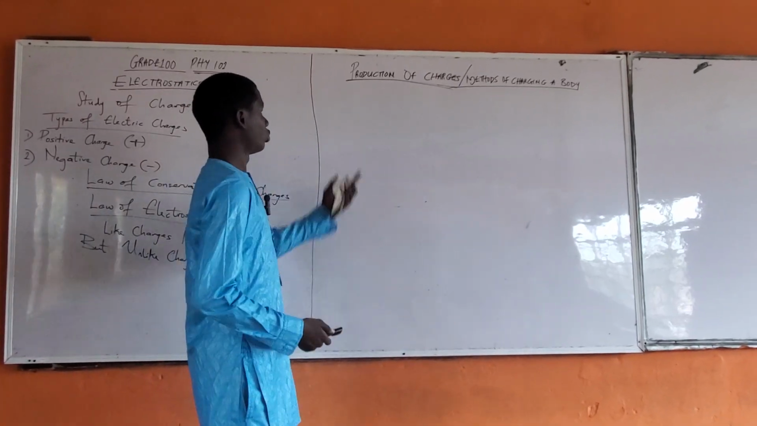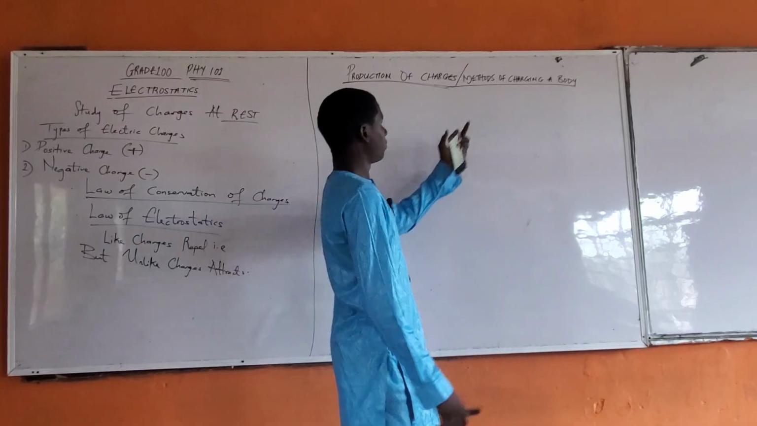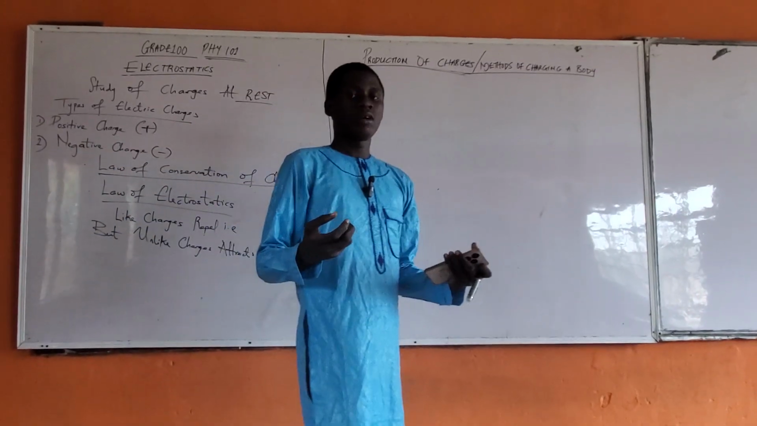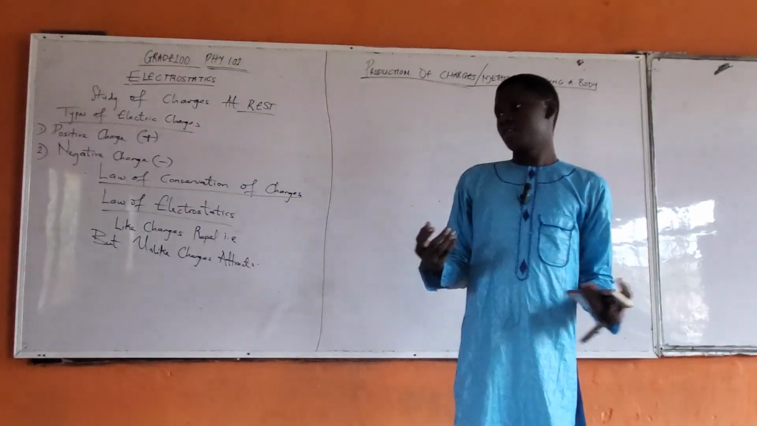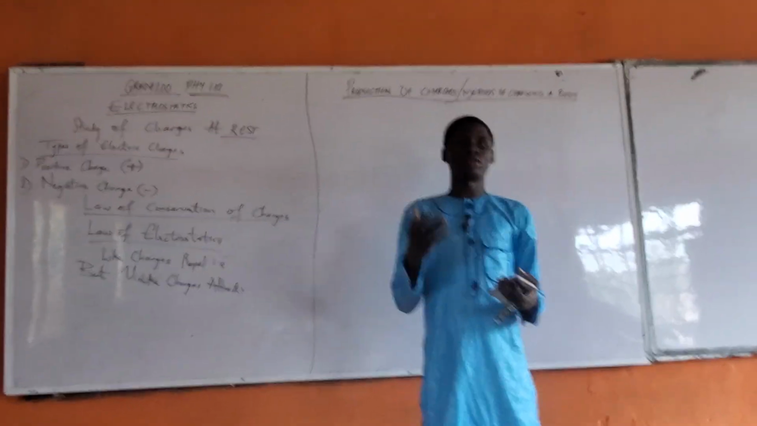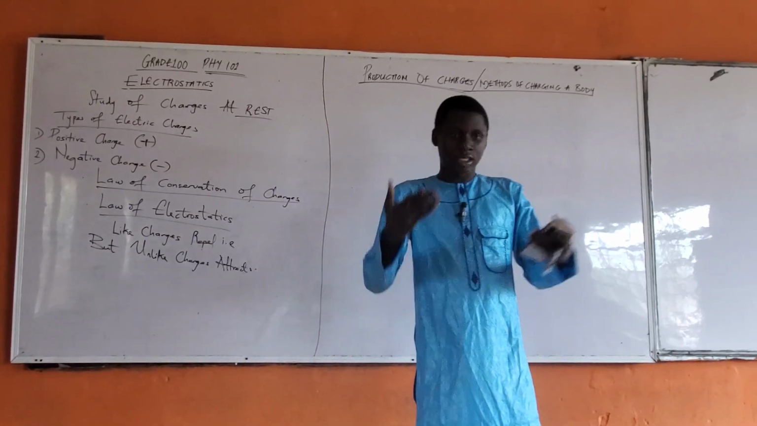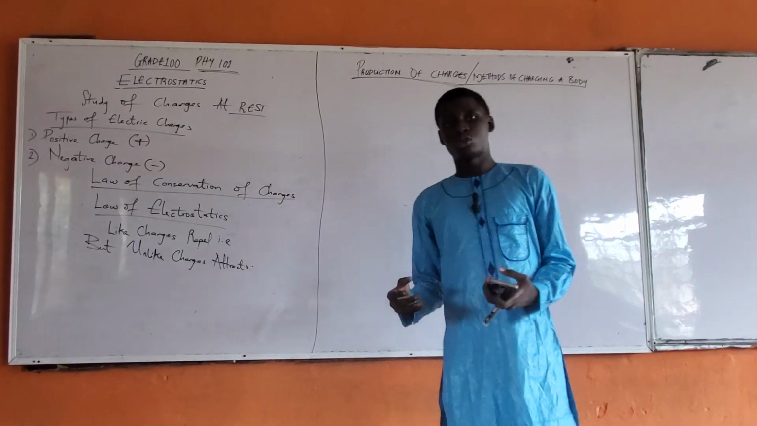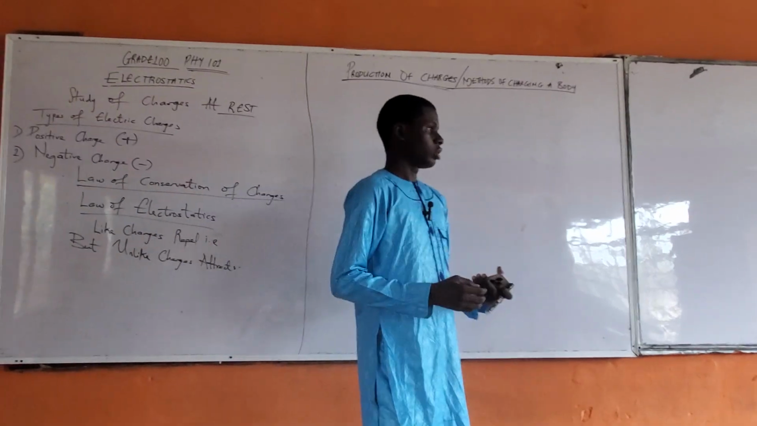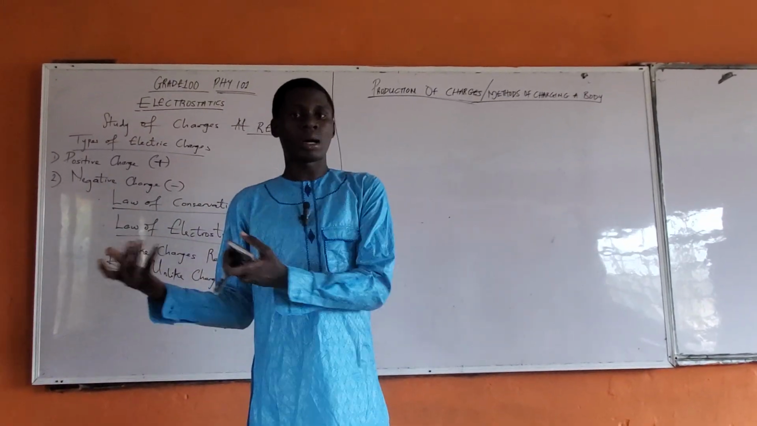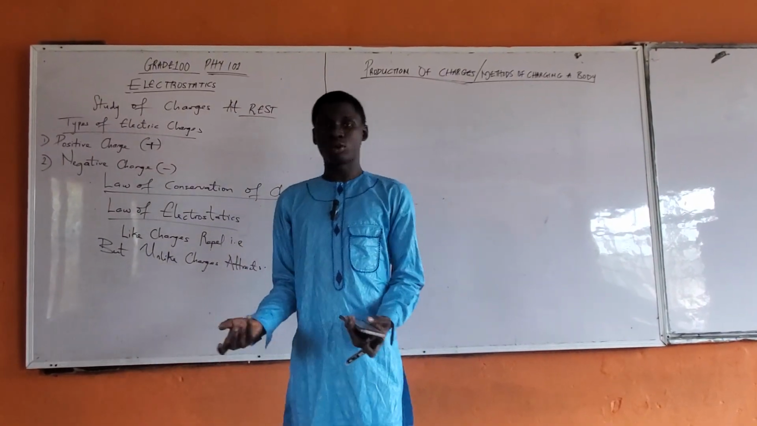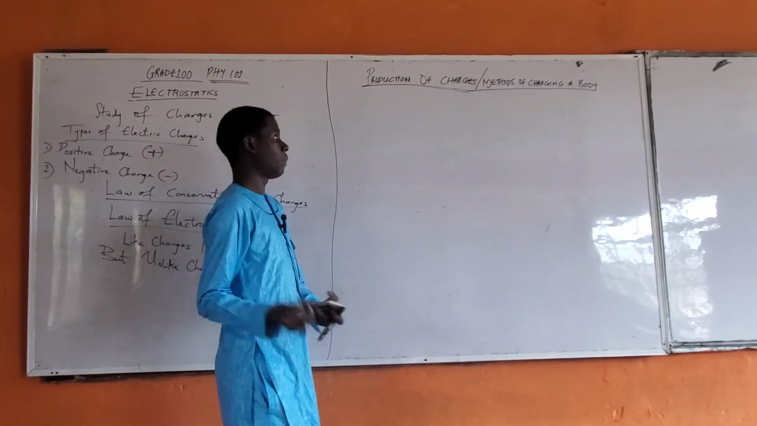Alright, let's look at production of charges, or we could say methods of charging a body. When we have a neutral body and a charged body, I've explained earlier under the concept of conservation of charges that charges are not created, rather they are transferred from a charged body to an uncharged body. A neutral body is just a body that is not charged, an uncharged body, and we want it to be charged. How do we charge that particular neutral body?